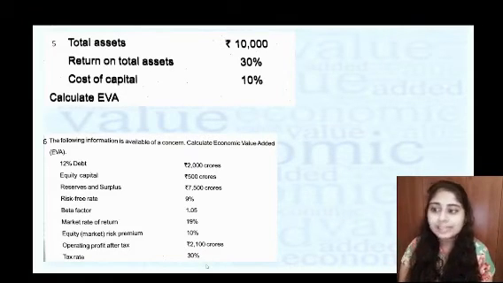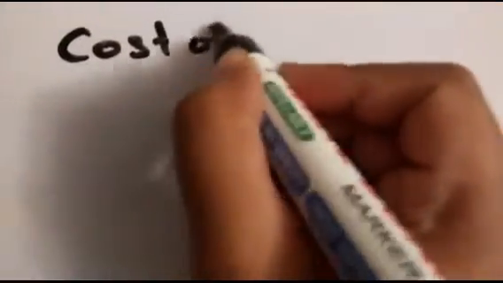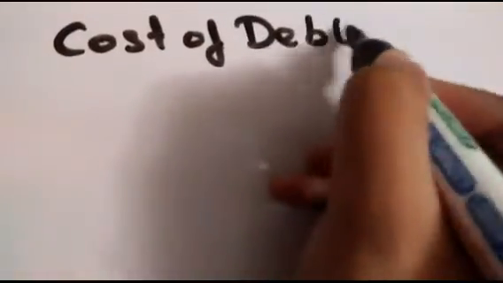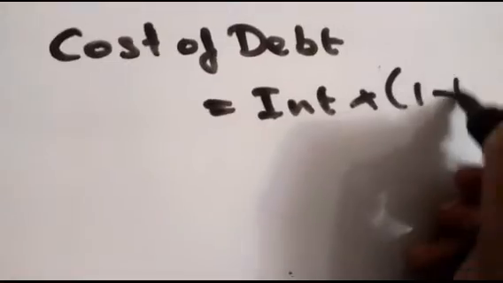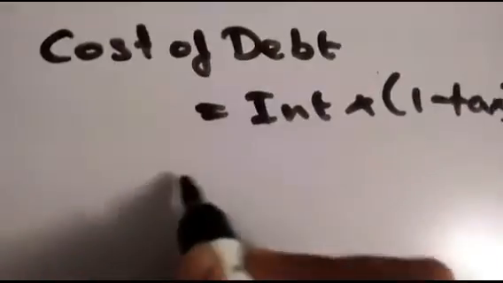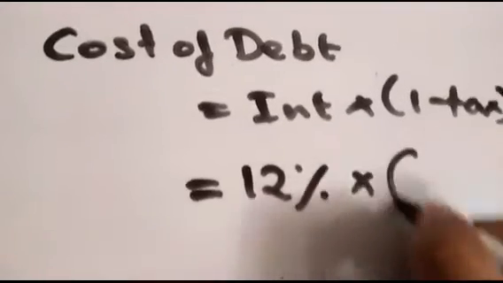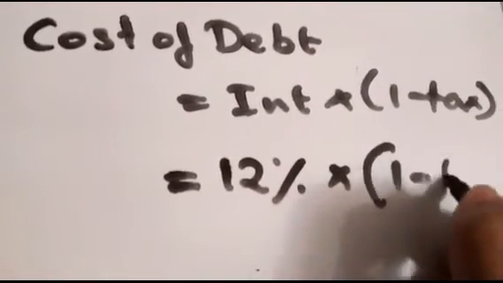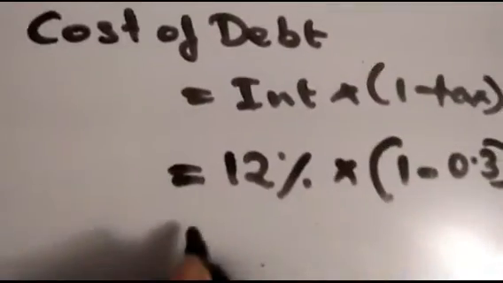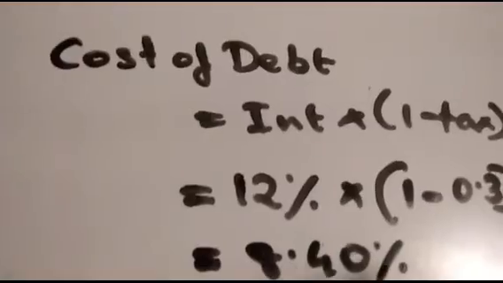Okay, so let's calculate the economic value added. First we have to calculate the cost of debt. Cost of debt is equal to interest into 1 minus tax. The interest is given as 12% multiplied by 1 minus tax, and 1 minus tax is 1 minus 30%, that is 0.7. After calculating this, we'll get 8.40%. So this is the cost of debt.